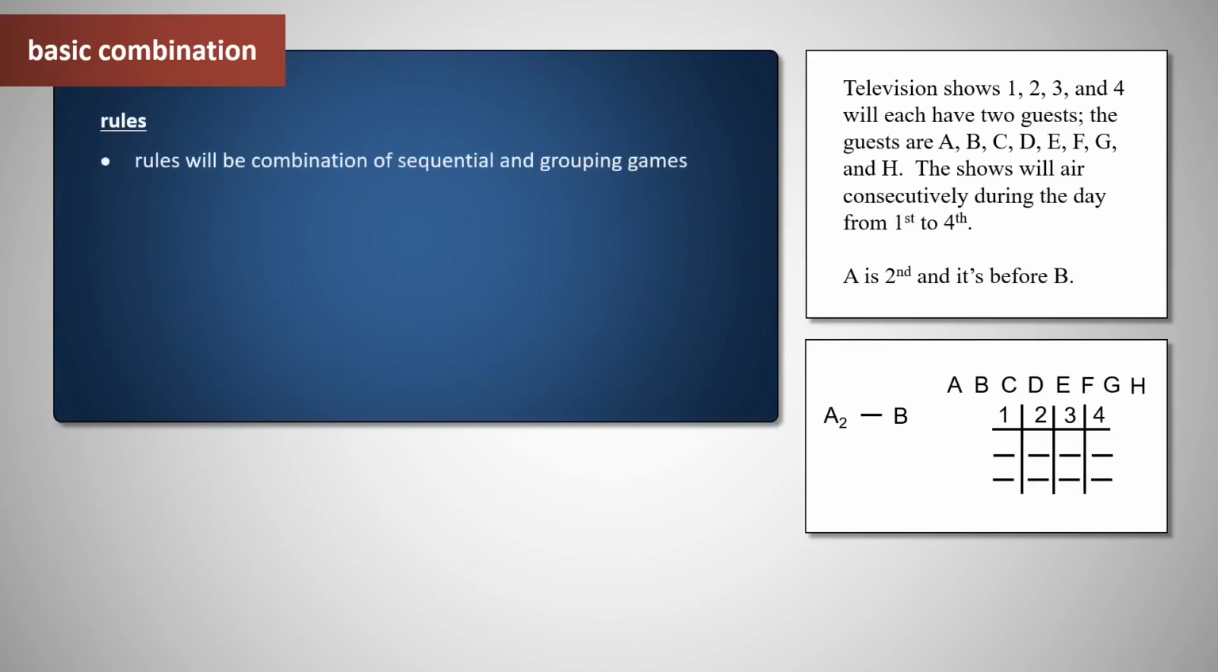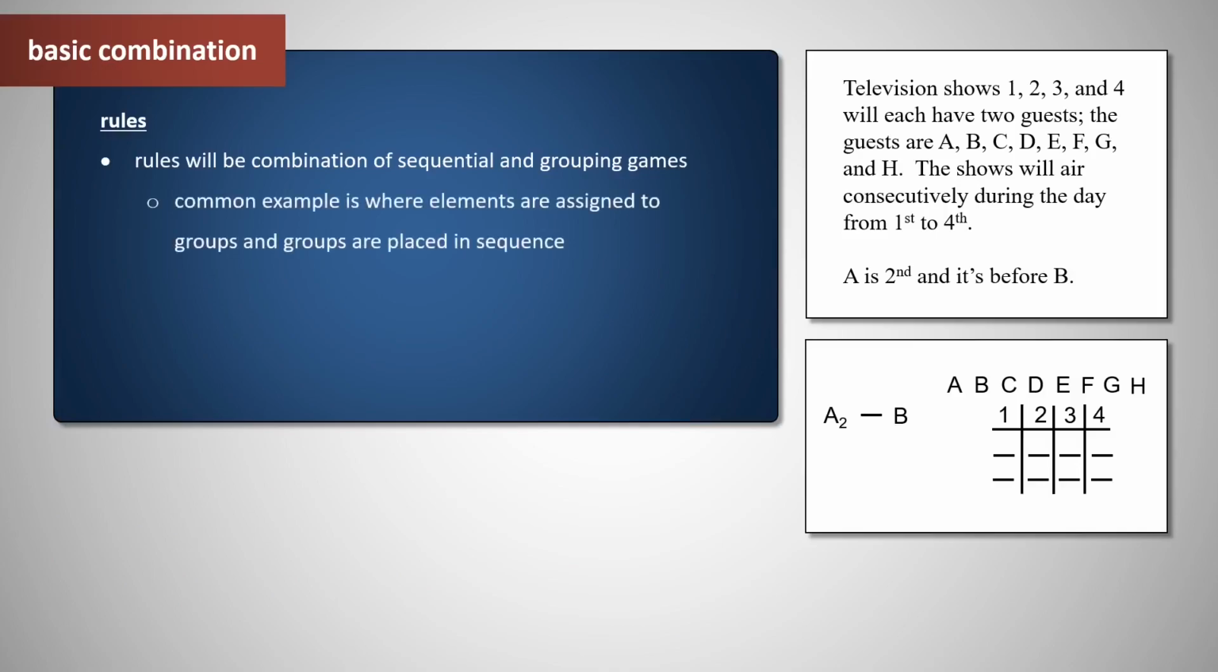With respect to the rules, they are going to be a combination of sequential and grouping games. So a common example is where the elements are assigned to groups, and then the groups are placed in sequence. And we kind of have a variation of that with the A2-B. So A is an element assigned to 2, but it's before B. So you're not told that they're before a particular group or something. You just know that A and B are in that relationship, but A is also in 2. And as you see here, the best way of dealing with this is to use subscripts, as you also encountered in complex conditional rules. So subscripts are a way of being able to more efficiently incorporate as much information.